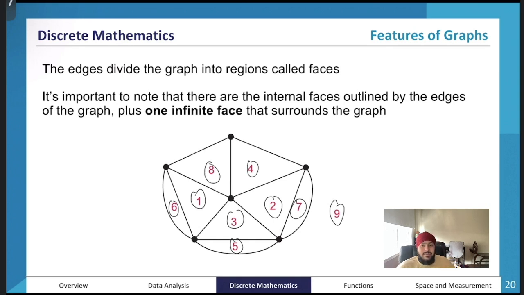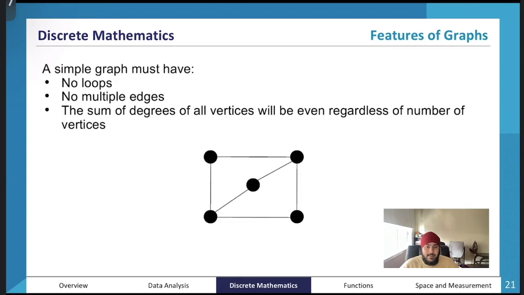So now let's look at the different types of graphs that can exist. First we have the simple graph. A simple graph is a graph which has no loops, no multiple edges. A multiple edge is basically when two vertices are connected by one or more edges. For example, if we look at these two vertices, if there was another edge connecting them, that would be a multiple edge.